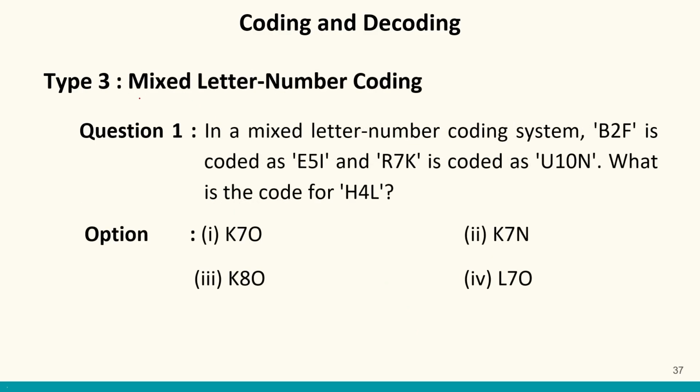So option number 4 will be the correct answer. Now this is type 3, which is mixed letter number series, in which we use both letters and numbers. So let us look at this. B2F is coded as E5I.